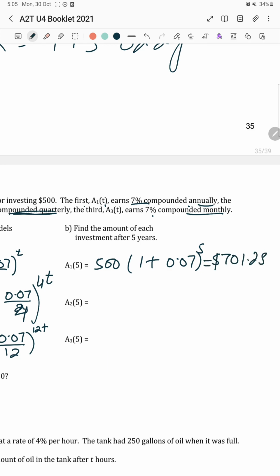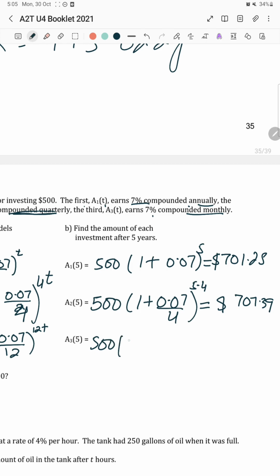701.28. Okay. 500(1 + 0.07/4)^(5 into 4), which is equal to $707.39. 500(1 + 0.07/12)^60, which is equal to $708.81.